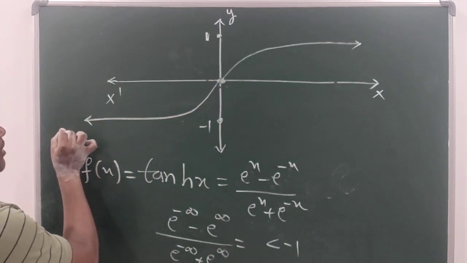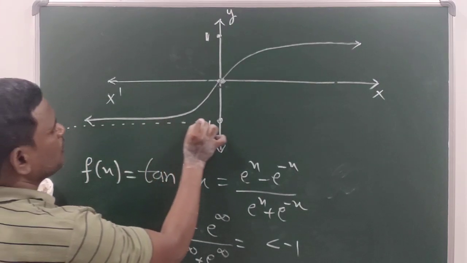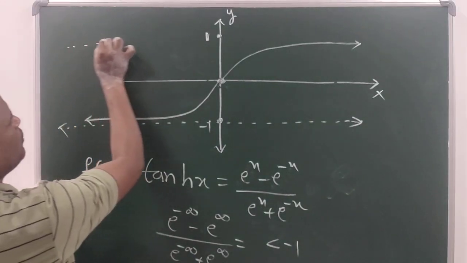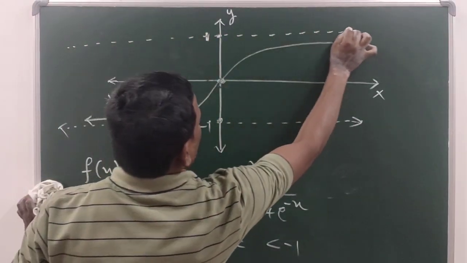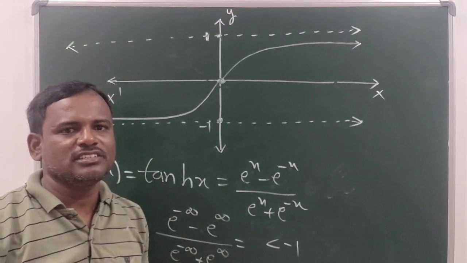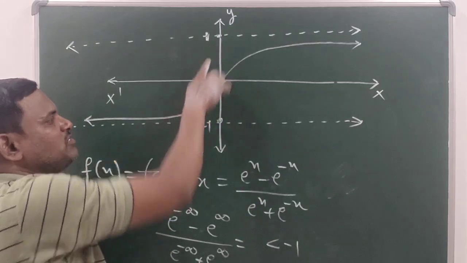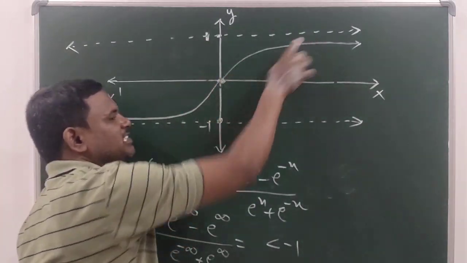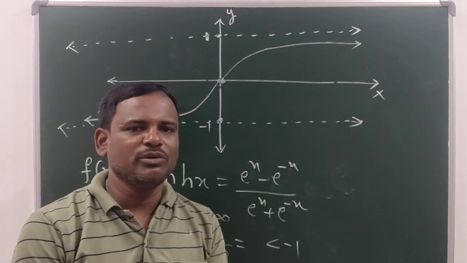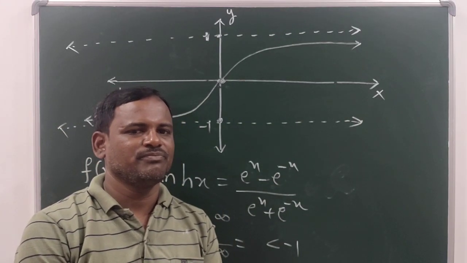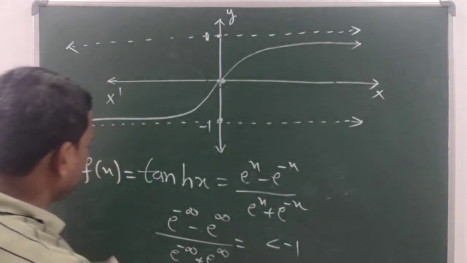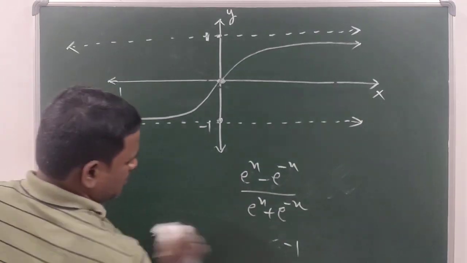But if you draw a horizontal line through this minus 1, through this plus 1, it should not touch the curve. The graph of tan hx will vary between minus 1 to 1. So like this, it strictly increases. Strictly increases means it is bijective, hence its inverse is possible. And also it is not a periodic function. Okay, right. Can I erase it? Right.